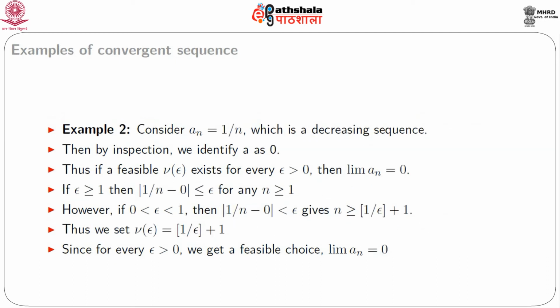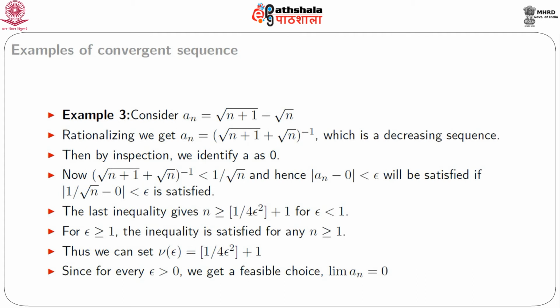Consider the second example, where the sequence is 1 by n, which is again a decreasing sequence, and by inspection we identify A as 0. Thus, if a feasible new epsilon exists for every epsilon greater than 0, then limit of a_n equal to 0. If epsilon greater than or equal to 1, we find that absolute value of 1 by n minus 0 less than or equal to epsilon is satisfied for every n greater than or equal to 1 as earlier, because 1 by n is always less than or equal to 1. However, for 0 less than epsilon less than 1, the same inequality gives n greater than or equal to box of 1 by epsilon plus 1. Thus, we can set our new epsilon as box of 1 by epsilon plus 1. Since for every epsilon greater than 0, we get a feasible choice, limit of a_n exists and is equal to 0.